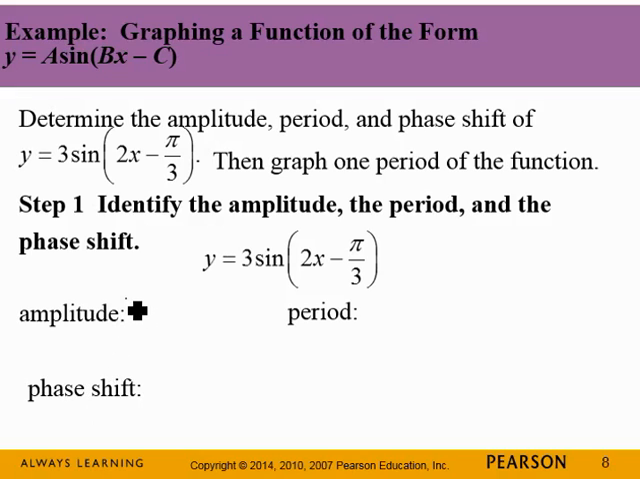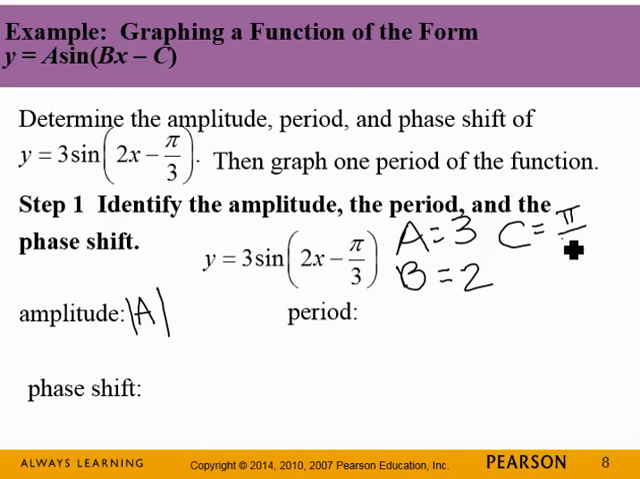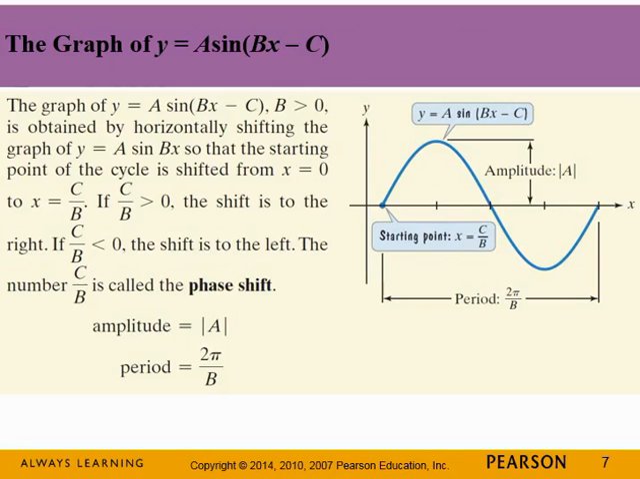So our amplitude is our absolute value of a. Well, let's look. A is our 3. B is your 2, because you have b times x, so 2 times x. And C is your pi over 3. If you remember, and go back to the other one, you have minus c, so your c comes after your negative.